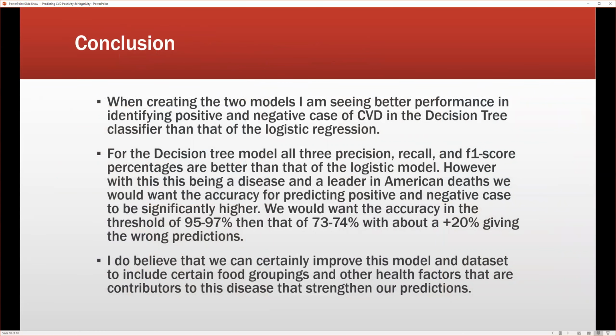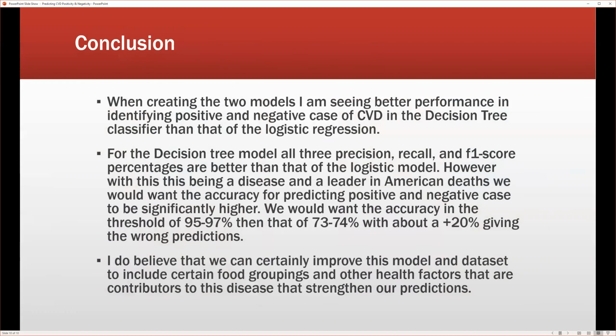Now, with that being said, comparing the two models, I am actually seeing a better performance in identifying positive and negative cases of CVD. This is shown in the decision tree classifier rather than the actual logistic regression that was run. Now, for the decision tree model, all three of precision, recall, and the F1 score percentages are better than the logistic model by 2%.